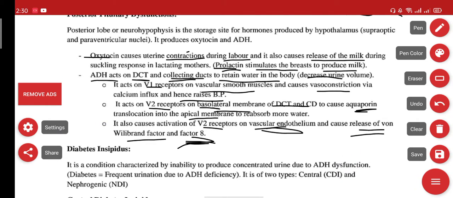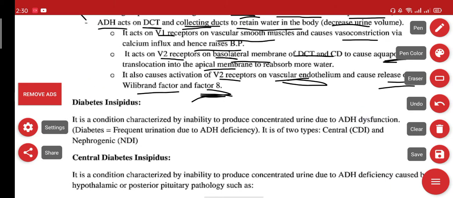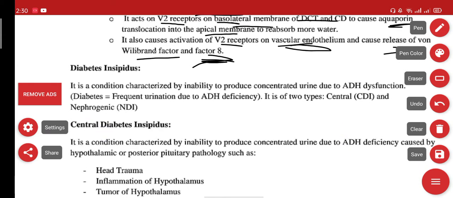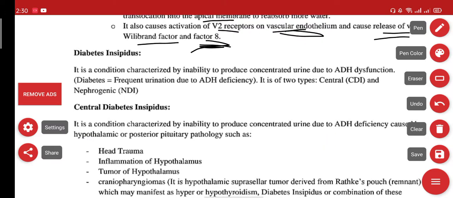So the posterior pituitary releases oxytocin and antidiuretic hormone. Oxytocin helps in labor as well as in the suckling response, whereas ADH helps to retain water. Now we will talk about the first dysfunction that we have, the important one, that is diabetes insipidus. Diabetes insipidus is a condition characterized by inability to produce concentrated urine due to ADH dysfunction.